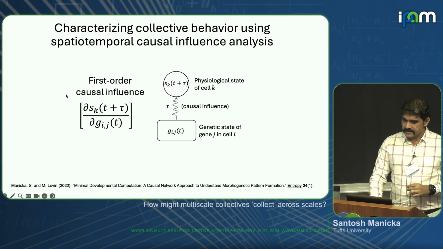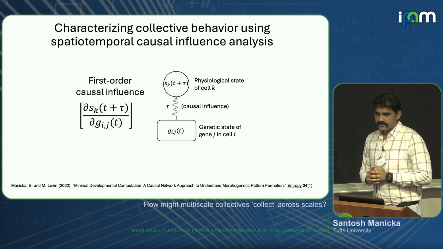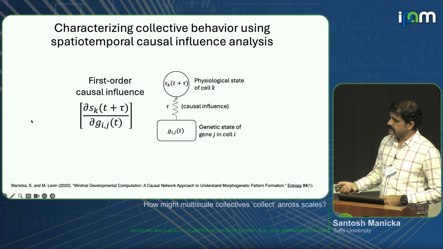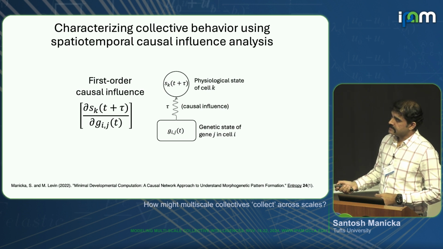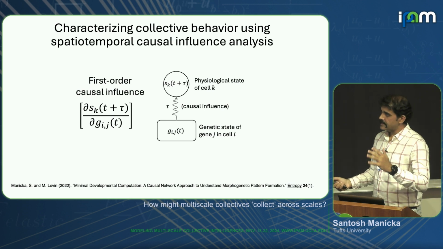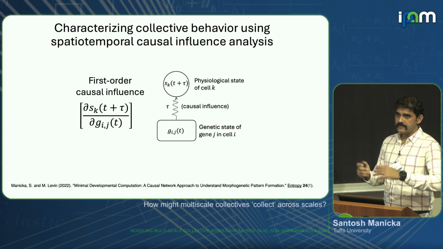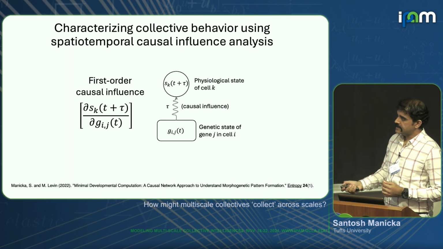So to do that, we considered a simple but very expensive to compute measure of causal influence that's represented by this derivative over here. This derivative keeps track of changes in the physiological state of some cell due to changes induced in the genetic state of some cell over space and time. I say over space because the source and the target cells could be very different. It could be arbitrary.